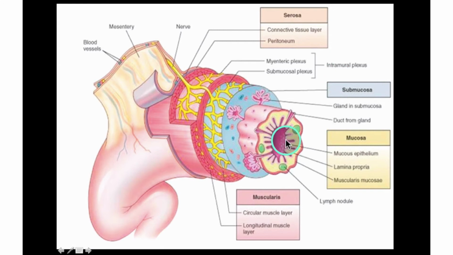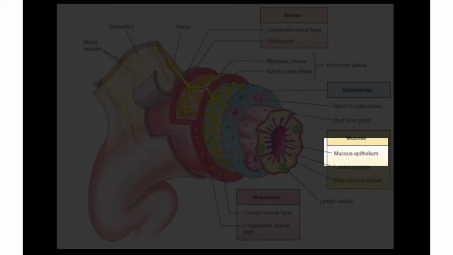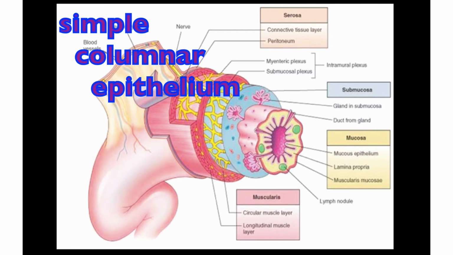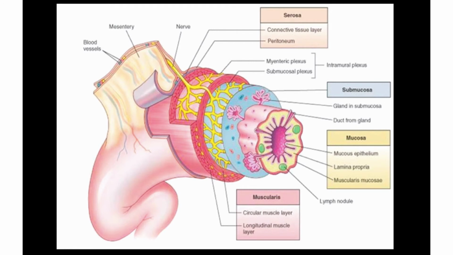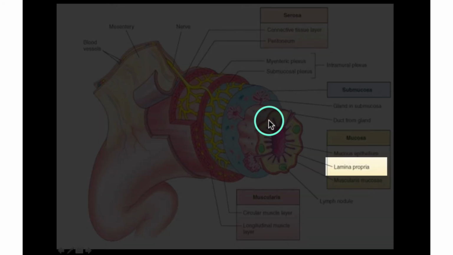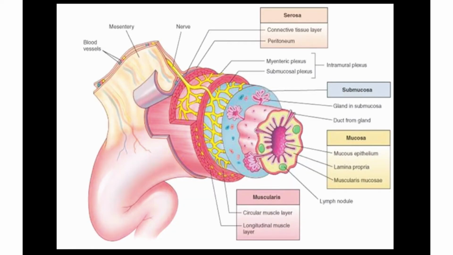So the innermost lining, the pink area, is the mucosal epithelium. The great majority of the epithelium of the digestive tract is simple columnar, with the exception of the mouth, pharynx, esophagus, and anus, all of which display stratified squamous epithelial tissue. In yellow here, we find the underlying connective tissue, known as the lamina propria. It's loose areolar connective tissue.